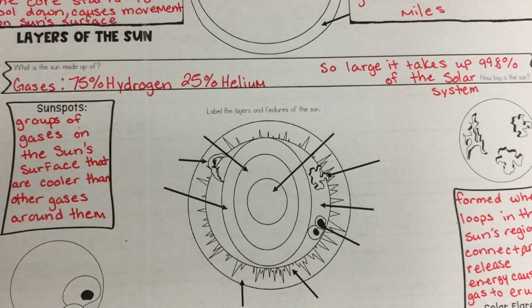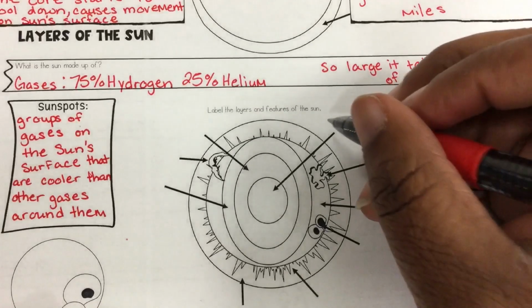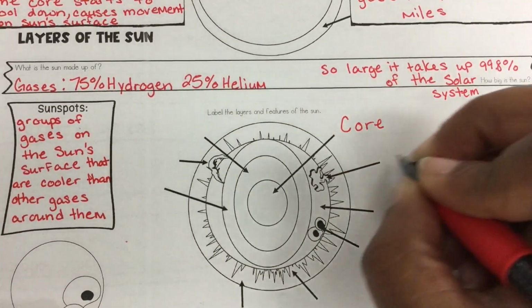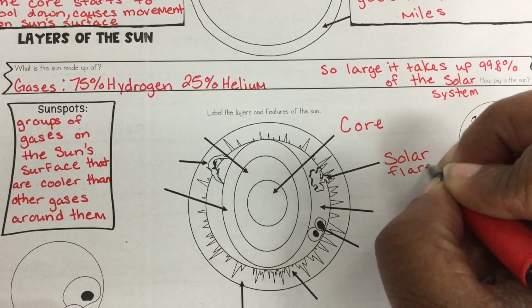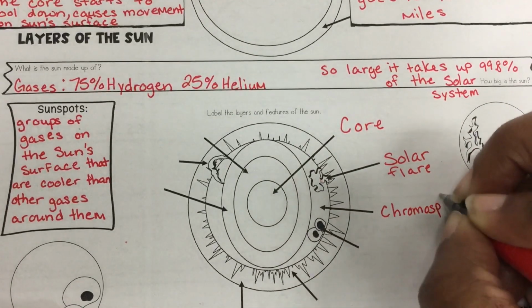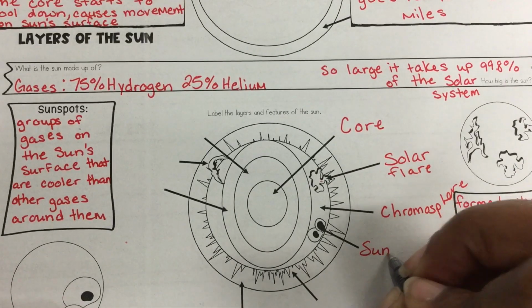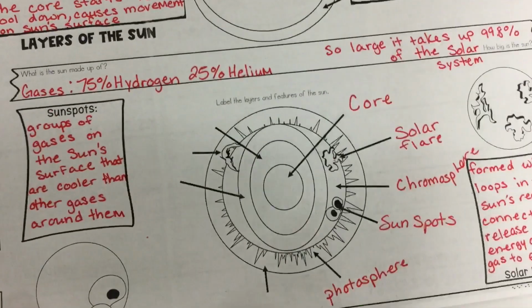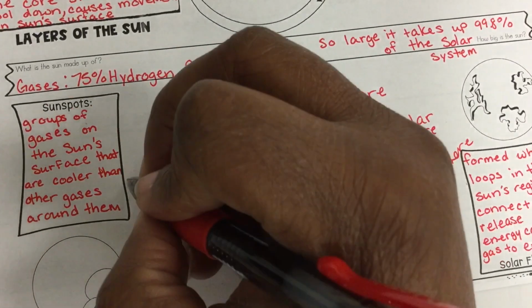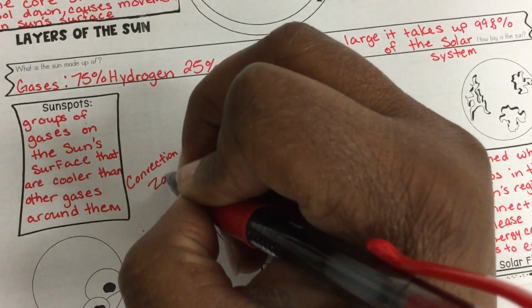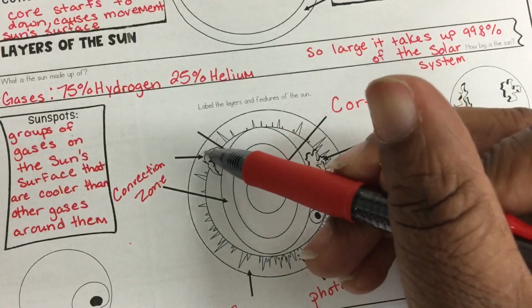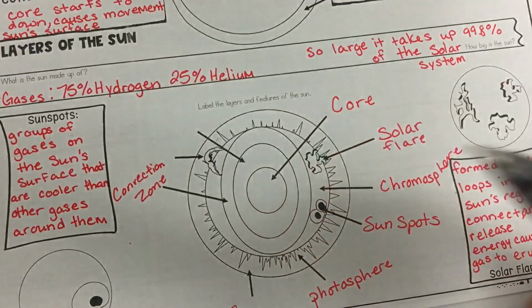So the last thing we want to do is give you guys another model of what the sun's layers could look like. We'll start here and go all the way around. This is pointing to the solar flare. One thing we didn't talk about was the prominence. That's just this arch right here in a solar flare.